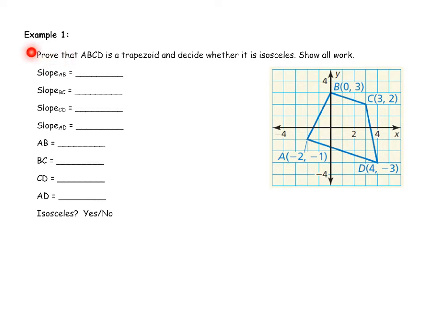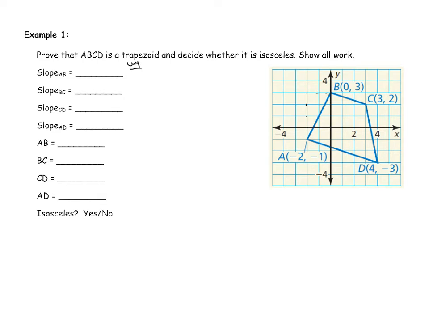All right, so let's get started on this first example. We're going to prove that ABCD is a trapezoid, and then we're going to decide whether it's actually an isosceles trapezoid. In order to discover if it's a trapezoid, what we're first looking for is that it has 2 opposite sides that are parallel to one another. In this case, that means they have to have the same slope. So we need one pair of opposite sides to have the same slope. Let's look for our first slope from A to B. Remember, we always do rise over run. So from A, I'm going to go up 1, 2, 3, 4.